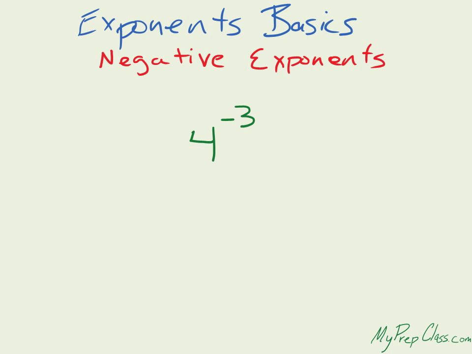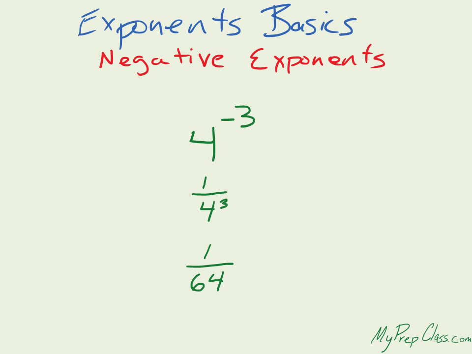Sometimes, not as often, you might come across a negative exponent. And with a negative exponent, you have to invert the number. So what that means when you're dealing with a whole number like 4, to invert it, you put it under 1. So you make it 1 over 4 to the third power. And since we already know that 4 to the third power is 64, we know that 4 to the negative 3 is 1/64.